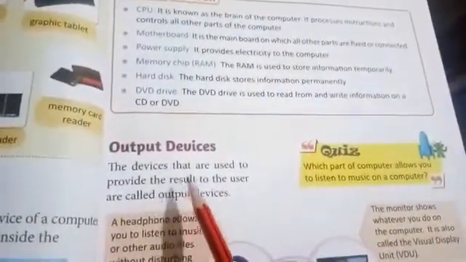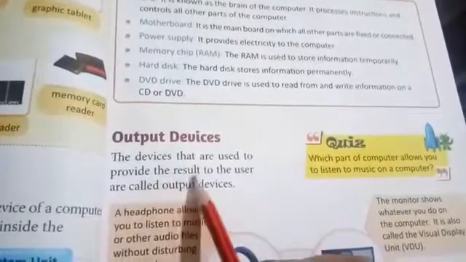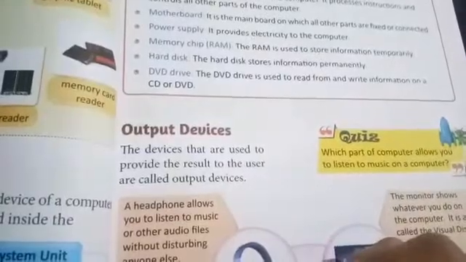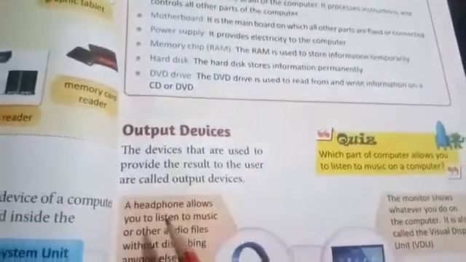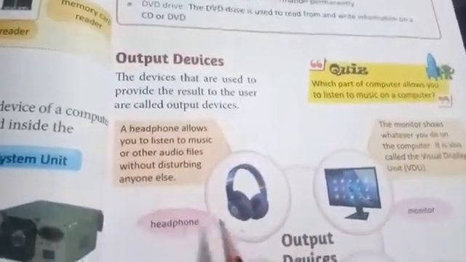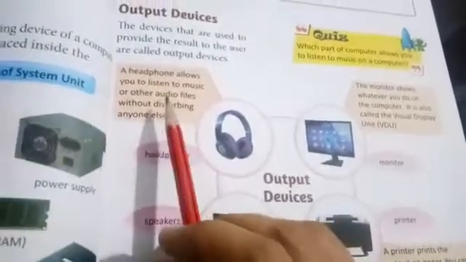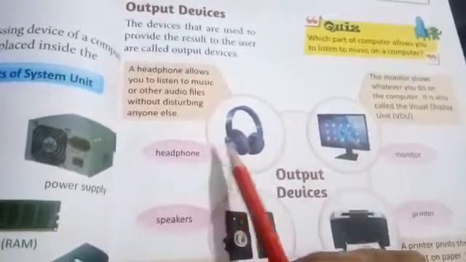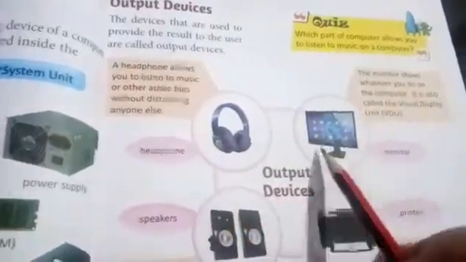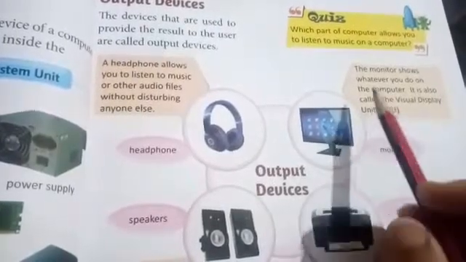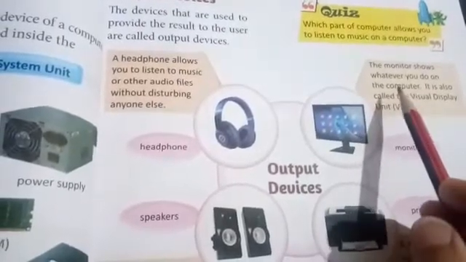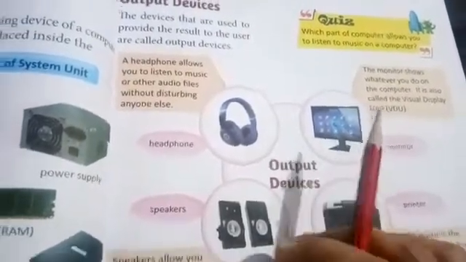Now output devices. What are output devices? The devices that are used to provide the result to the user are called output devices. A headphone allows you to listen to music or other audio files without disturbing anyone else. So here headphone is an output device because it gives us the output in the form of music. And monitor is also an output device. The monitor shows whatever you do on the computer. It is also called the visual display unit.